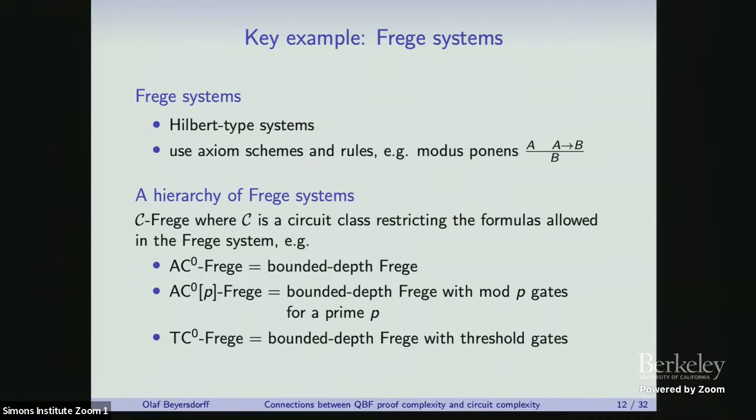What I want to concentrate on for the remainder of this talk is Frege systems. We know already these use axiom schemes and rules. In fact, we've got a hierarchy of Frege systems parameterized by the circuit classes that you use as lines. You can understand all these Frege systems as working with circuits as lines. For instance, AC0 Frege is bounded depth Frege. For AC0 mod p Frege, you use bounded depth Frege with mod p counting gates for primes p. For TC0 Frege, you use threshold gates in the circuits.